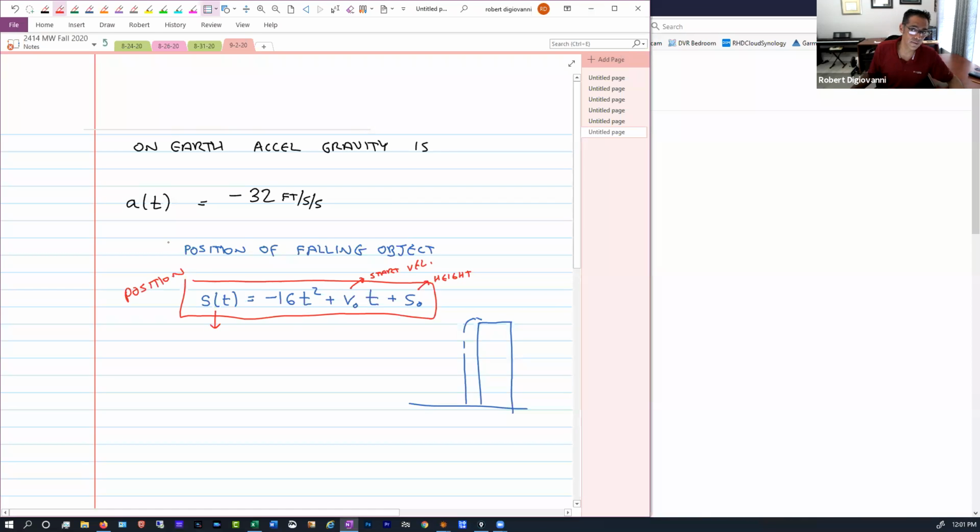Guess where it came from? Well, let's do it. We're on Earth, right? We're dropping a rock from a building. So once you drop something, what's the only thing acting on it? The only force? Acceleration of gravity, right? So this is the acceleration function for that rock. Let's see if we can get back to the position function. So if I ask you to take the antiderivative of this, what's the antiderivative of a constant? Forget the feet per second. What's the antiderivative of negative 32?